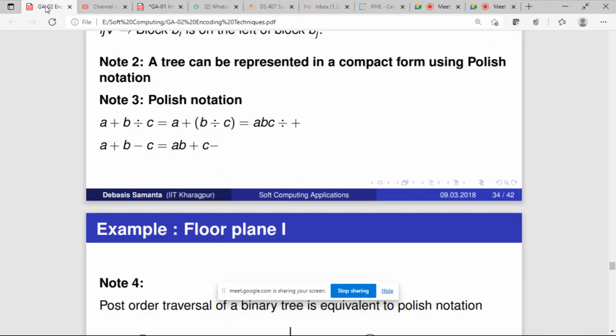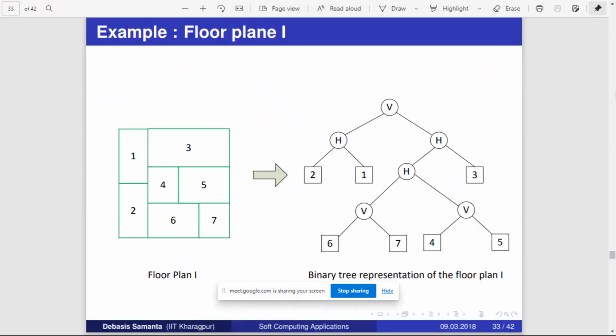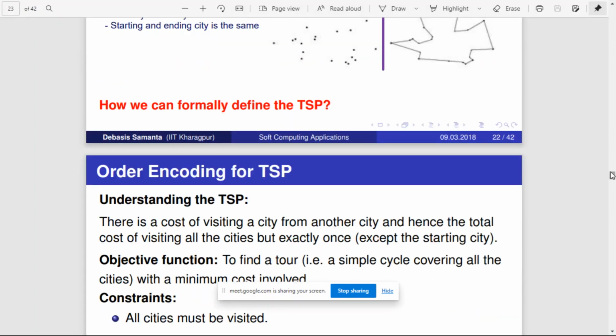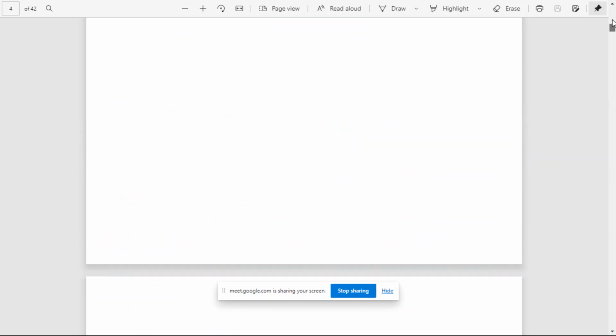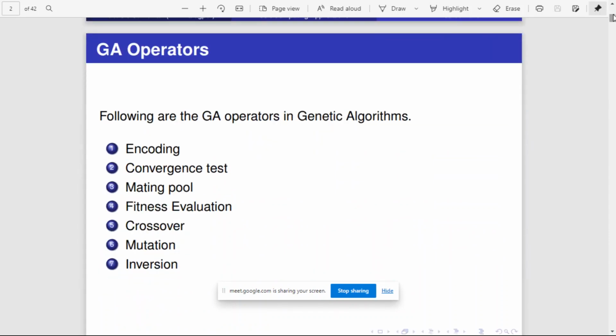With this we'll move to the next topic. Here we'll be discussing genetic algorithm operations. So in this lecture we'll be discussing the operations in genetic algorithm. In the last lecture we have discussed the basic working of genetic algorithm. So from the working of genetic algorithm, you can understand what the operations are.